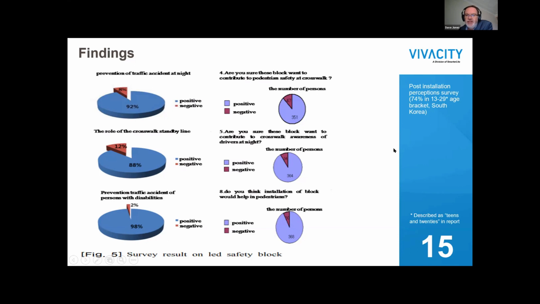It was interesting that I didn't have the breakdown of male versus female, but nearly 75% of the respondents were actually what they call the teens and 20s. So for this I've said 13 to 29 would indicate teens and 20s, is how we would classify that age bracket in South Korea, but they did describe them as teens and 20s in the report. So it may be slightly older than 13, of course.